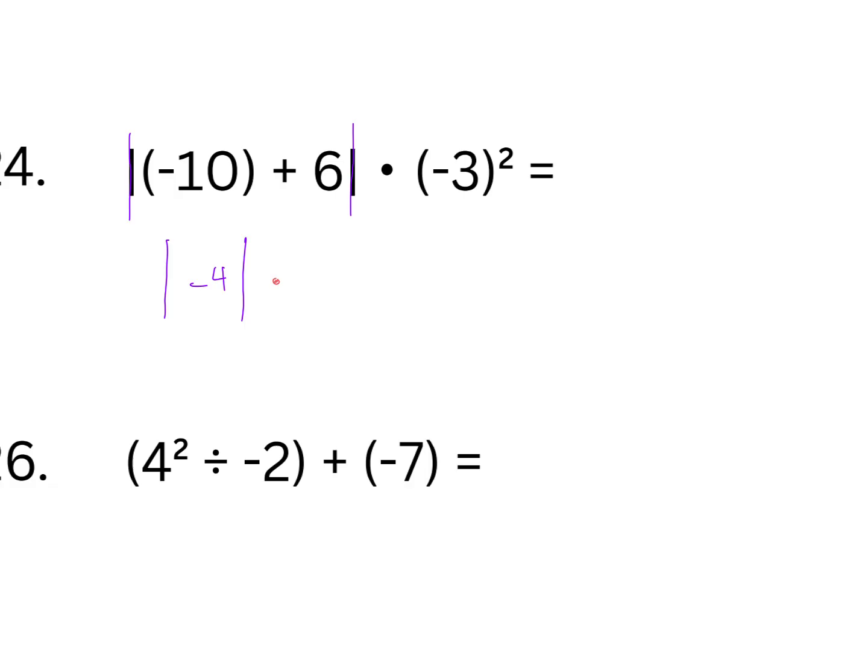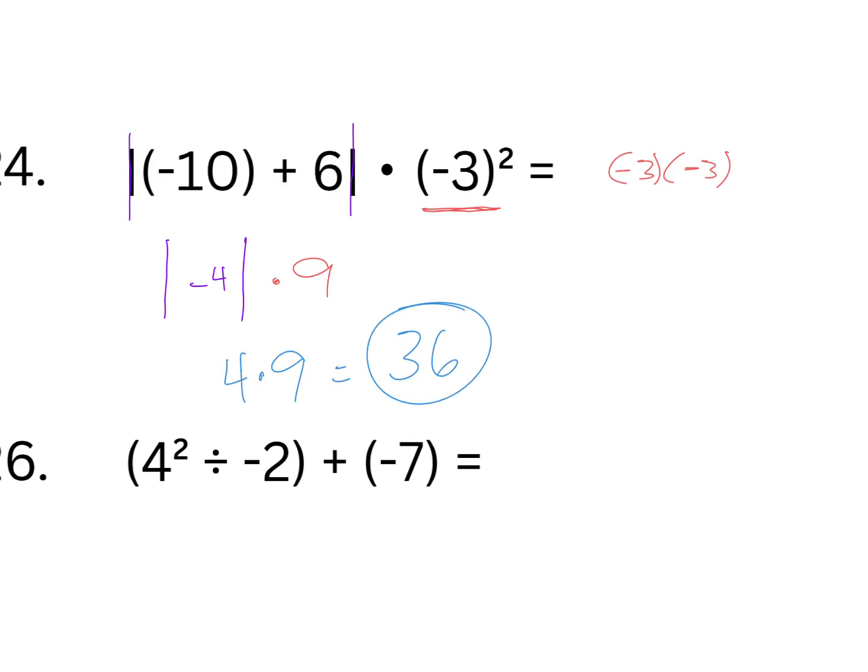Then times, well, we have exponents, so that's negative 3. It's not like negative 3, it is negative 3 times negative 3. That's 9. We're going to take the absolute value. That's 4. 4 times 9 is 36.